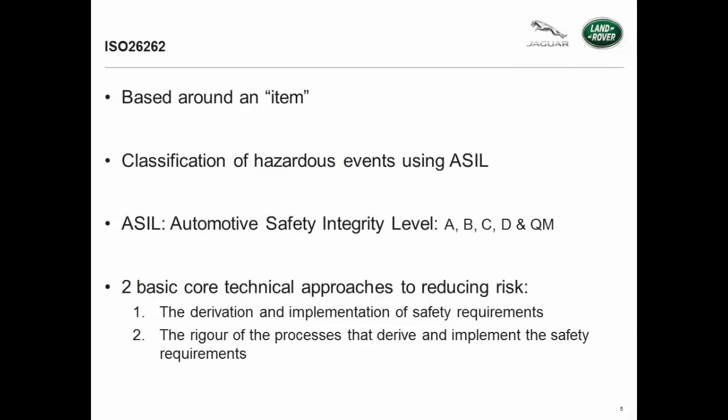Once you've got your item designed, you analyze it, you do a hazard analysis and hazard classification. And for this, it contains a risk classification scheme using ASILs. ASIL stands for Automotive Safety Integrity Levels. They go from A to D, with D being the highest and A being the lowest. There's also a classification QM. QM stands for Quality Management, and that means that the item is actually not safety related, and normal quality management processes are sufficient for the development.